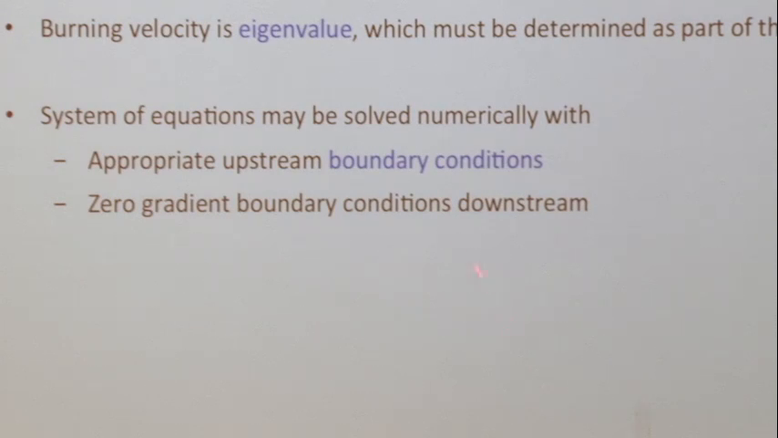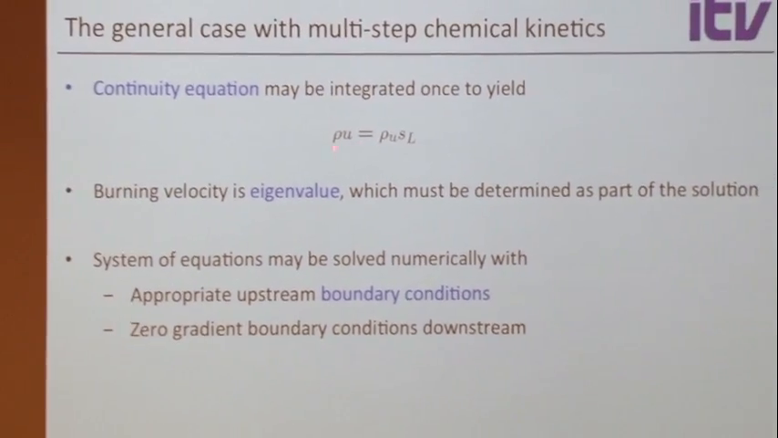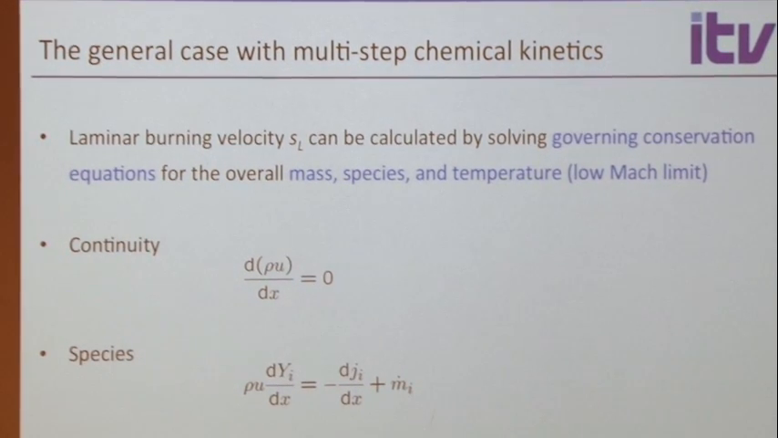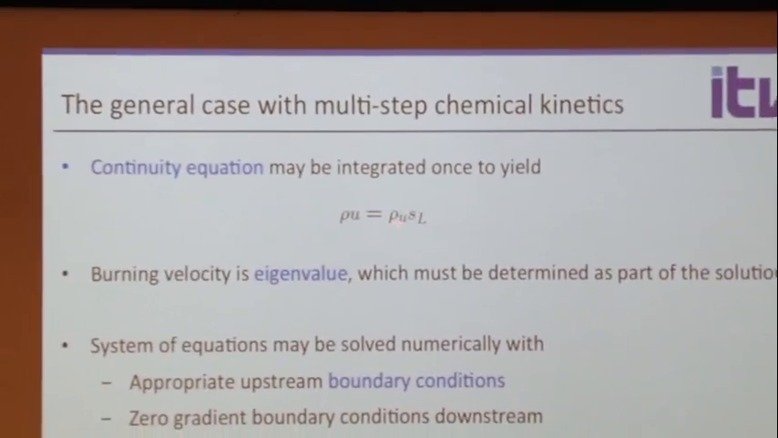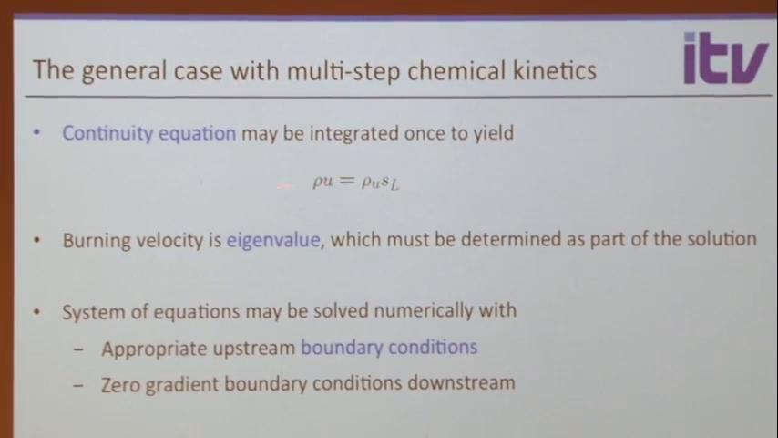Okay, these can be solved. As I said, you can integrate the continuity equation, it is trivial. Rho u is constant, or rho u is the same as the rho u at the inlet. The velocity at the inlet, of course, is the same as the laminar burning velocity. And so rho u at every point is the same as rho u times S_L. So you see that's how S_L comes in.